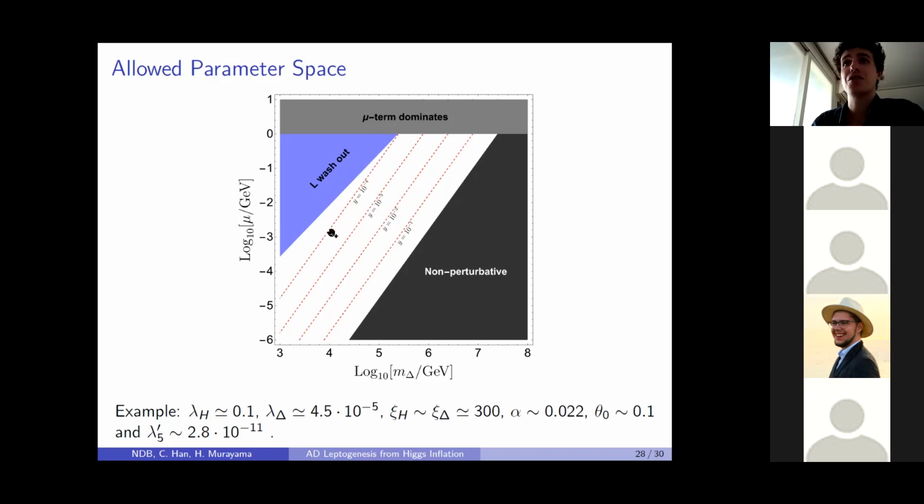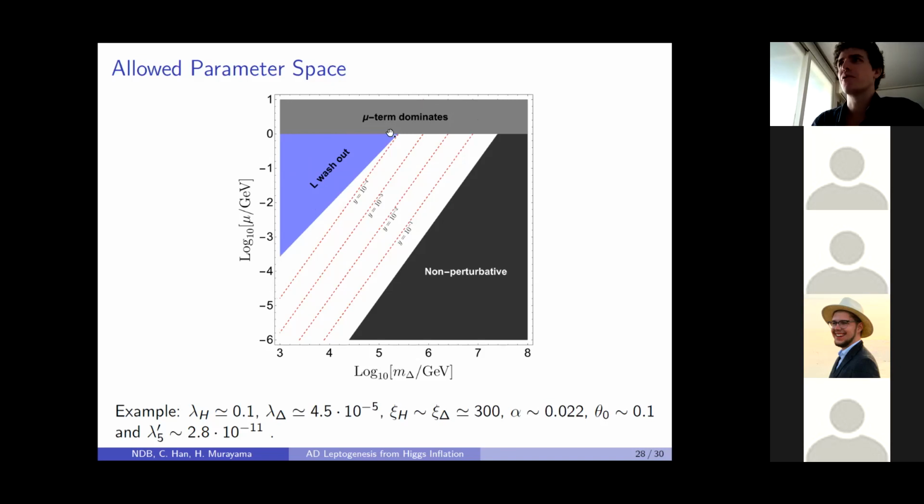And what's of interest, and here's the washout region, is that we have quite a large region in the TeV range, which is still open, and that could be probed at future colliders. One thing to note, I have got here that the mu term dominates as a constraint.